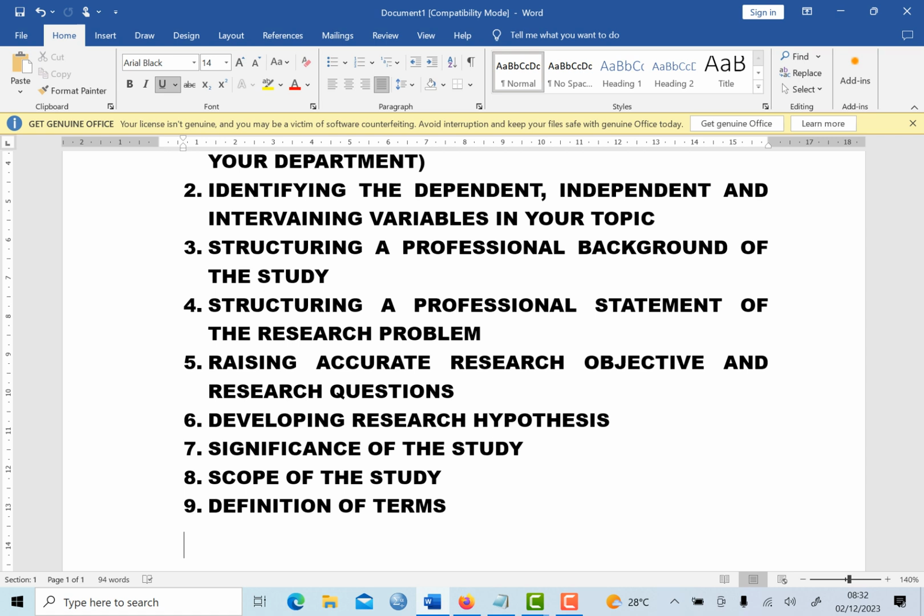That is the objective. And mind you, after we develop a proper objective, we are going to develop a professional research question. Am I communicating? So how do you develop a professional research question? We develop research questions based on our research objective. Am I communicating? So after we develop our research questions, then we are going to be developing research hypotheses.